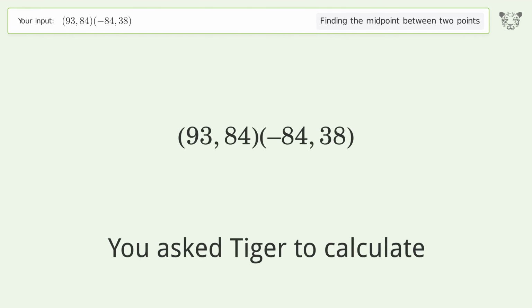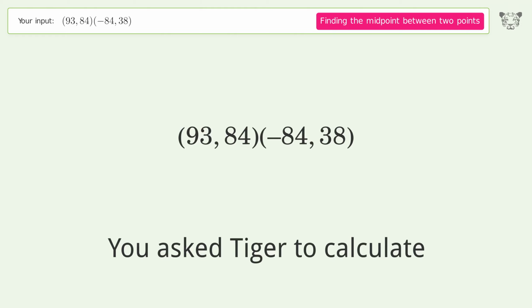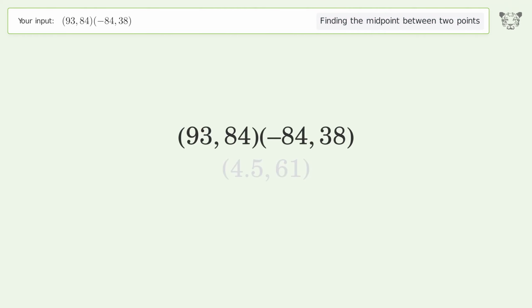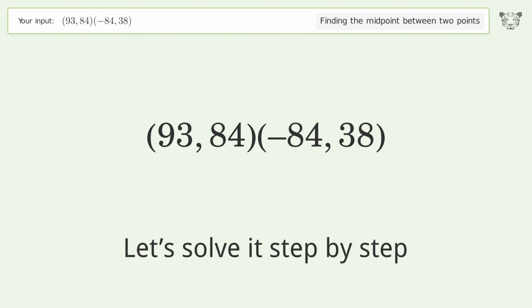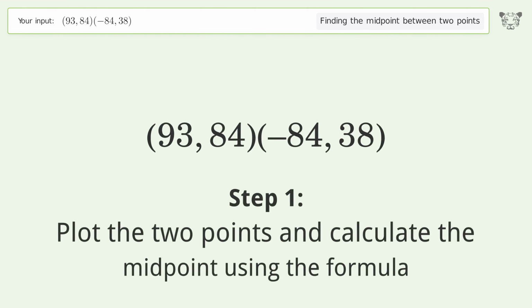You ask Tiger to calculate. This deals with finding the midpoint between 2 points. The midpoint between the 2 points is 4.5, 61. Let's solve it step by step. Plot the 2 points and calculate the midpoint using the formula.